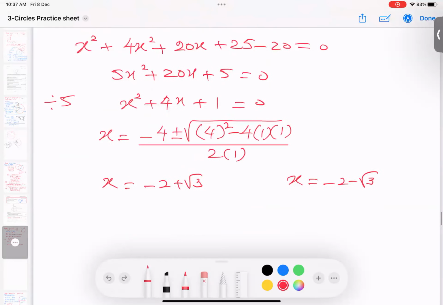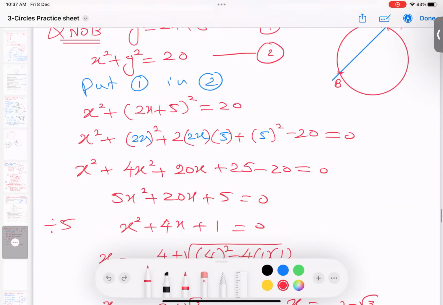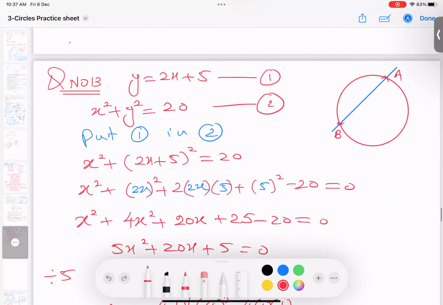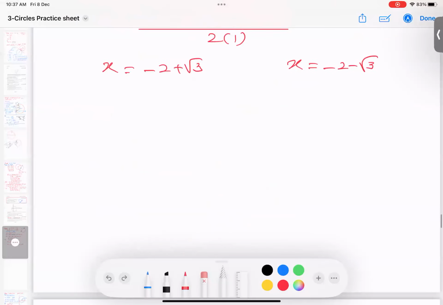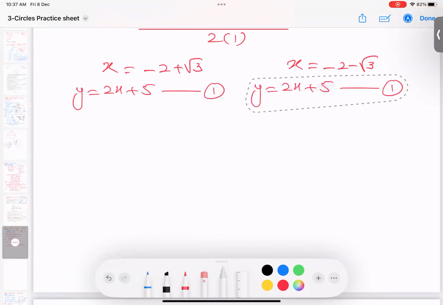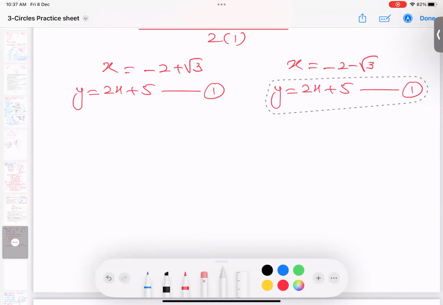Now, how to get the y coordinates? Both values you will plug into this equation. I'm going to show you. I'm going to take this equation from here. This is equation one. So I copy it from here and paste it 2 times. One here, and one here. Okay, so I will get it easily, inshallah.